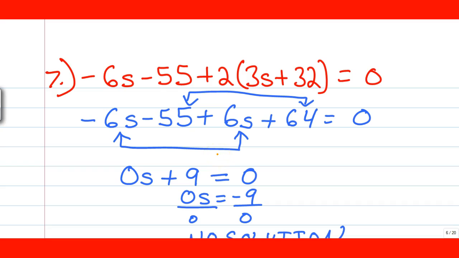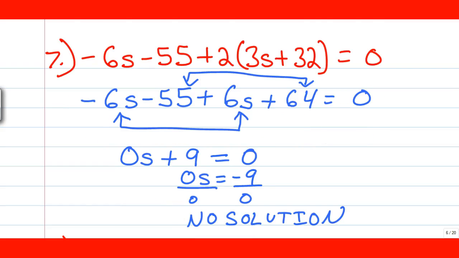Now I can come in and combine the like terms. So when I come in here to combine the like terms, I see that I have a negative 6s plus a positive 6s. Well, these two are opposite, so they're going to cancel one another. I'm going to end up with a 0s. When I combine the negative 55 to the positive 64, I end up with a positive 9.